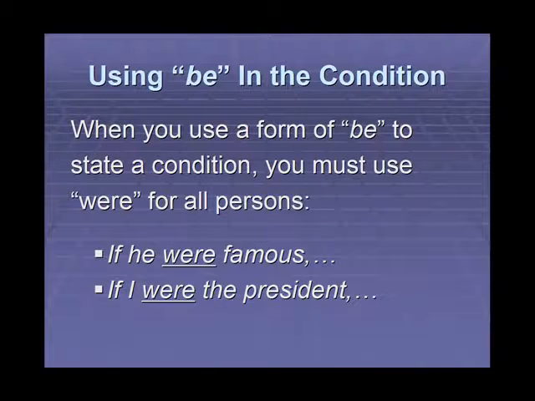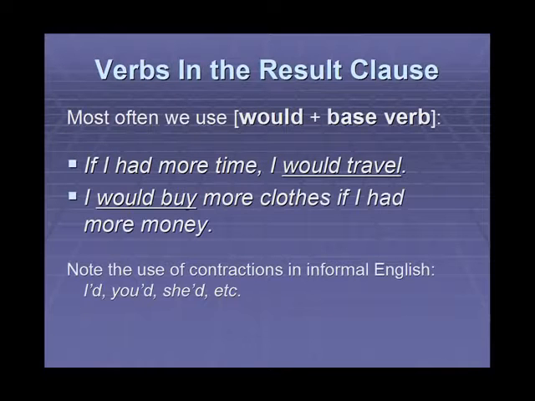Now in very informal English, you will hear Americans use was. If he was famous, if I was the president, but that's only the case in very informal English. You really should use were for all persons. As for verbs in the result clause, most often we use would plus the base verb. If I had more time, I would travel. I would buy more clothes if I had more money.